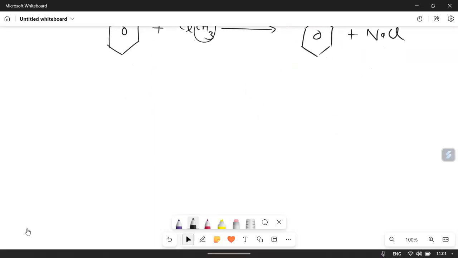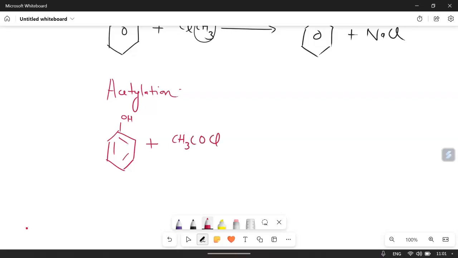The next reaction which we are going to discuss in this is acetylation. The reaction would look like that. There is a phenol treated with CH3COCl, an acyl chloride compound. It will form phenyl acetate. The reaction looks like that: phenyl acetate, OCOCH3, plus HCl, so phenyl acetate will be formed.